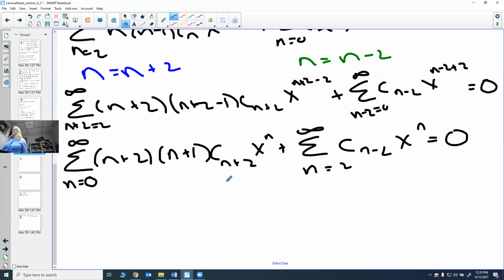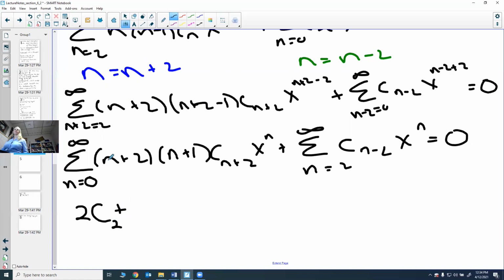So I can actually get this one from n equals 0 to n equals 2 by just writing out the first few terms. If n equals 0, we're going to have 0 plus 2 times 0 plus 1 times c to the 0 plus 2, so c sub 2. X to the 0 means there's no x.